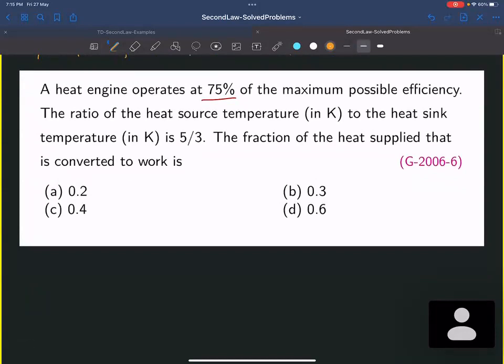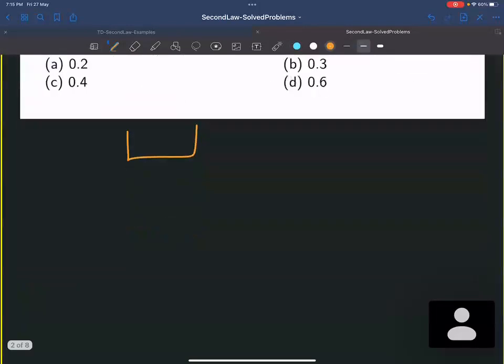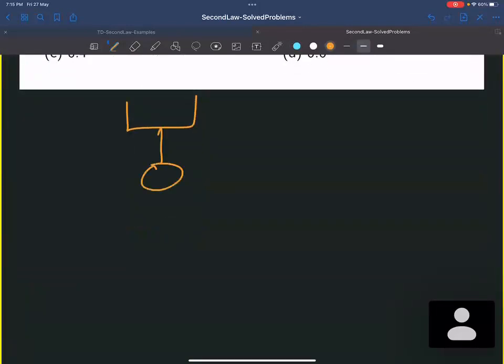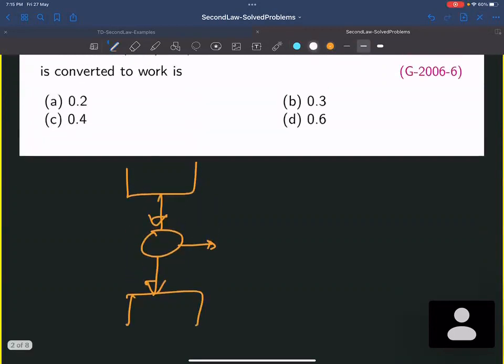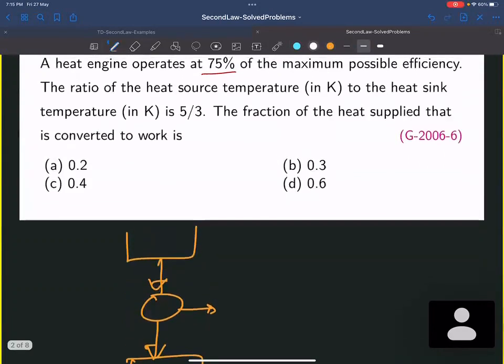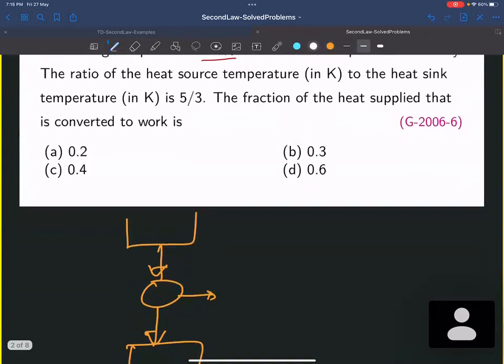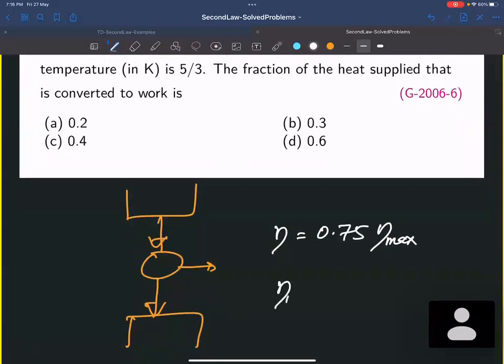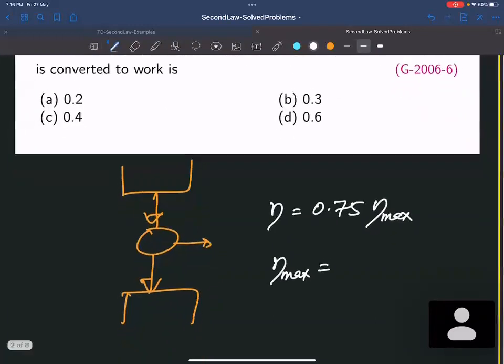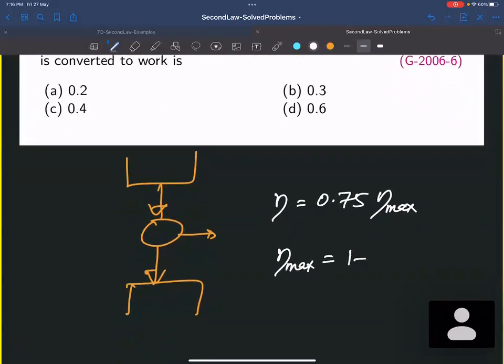Let us represent the problem schematically. Wherever possible, always make the schematic so that your data will be very readily available. So what is all available? Efficiency equals 0.75 of maximum efficiency. That is what is given. And what is maximum efficiency? Maximum efficiency is given by the formula 1 minus Tc by Th.